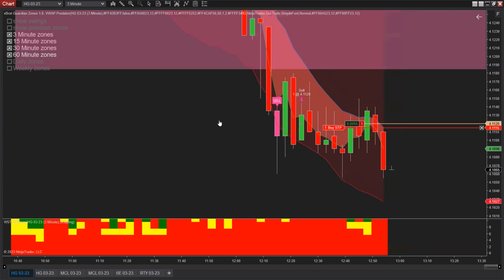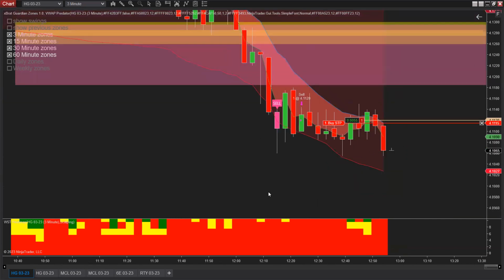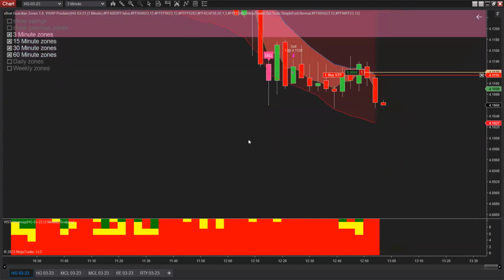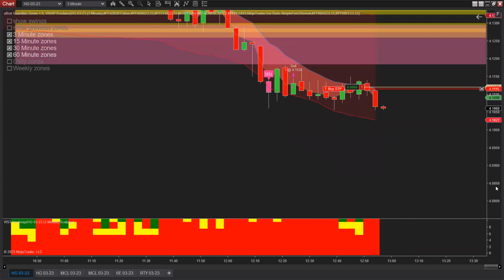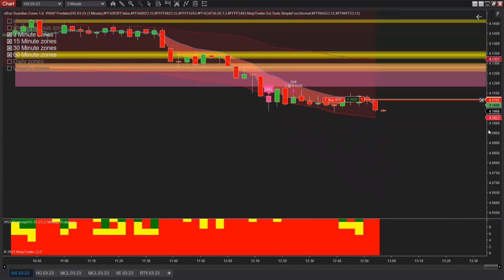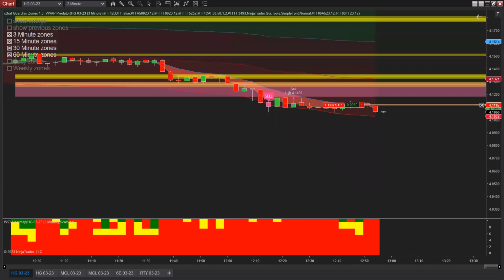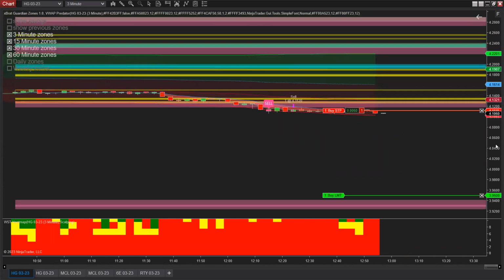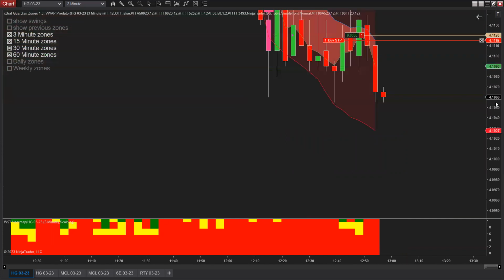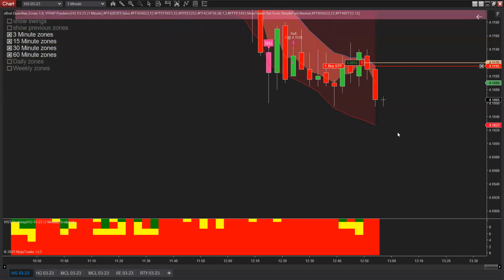So in reality now, I could walk away from this computer, go and take my wife out to dinner, and I've got a risk-free trade. I could let it run all the way, if it did, to the next 60-minute zone, which is down here somewhere, okay? Or just put whatever I want on there. So does that make sense?